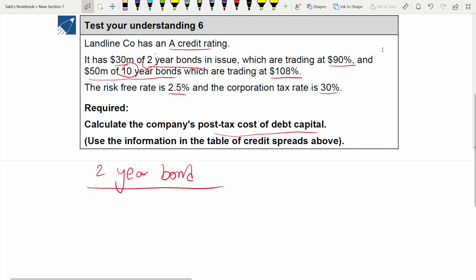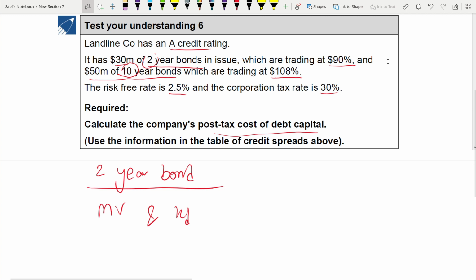Okay, for this 2-year bond, what do you need? To find the cost of debt, remember you need 2 things: market value and KD. KD is cost of debt. These are the 2 things you need for the bond.